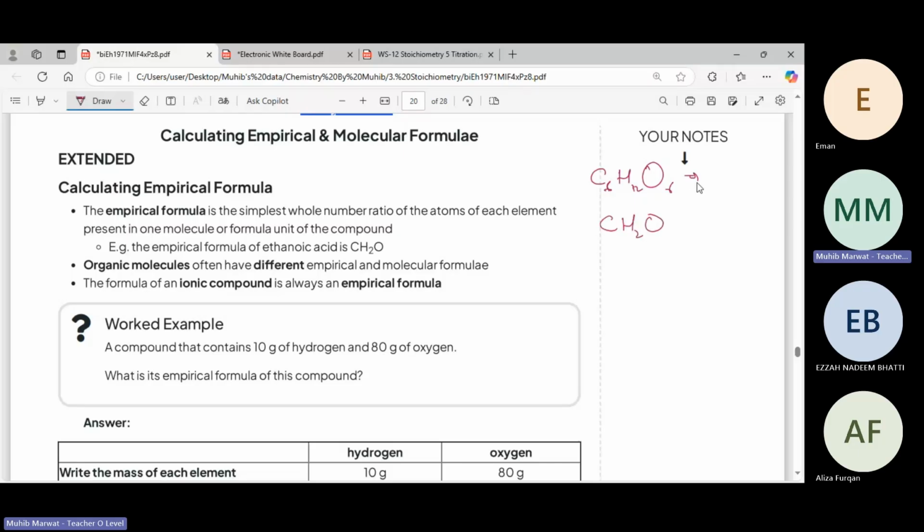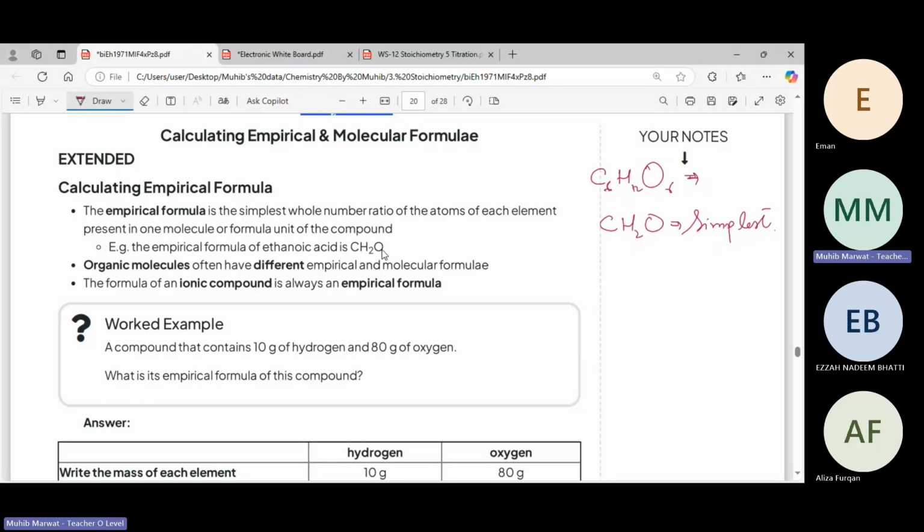So this is the actual formula. This is the simplest formula. The simplest formula is called the empirical formula, whereas the actual formula is called the molecular formula, or formula unit. For an ionic compound, it will be called a formula unit, right? The basic unit. And for a covalent compound, the basic unit will be called a molecule, right?